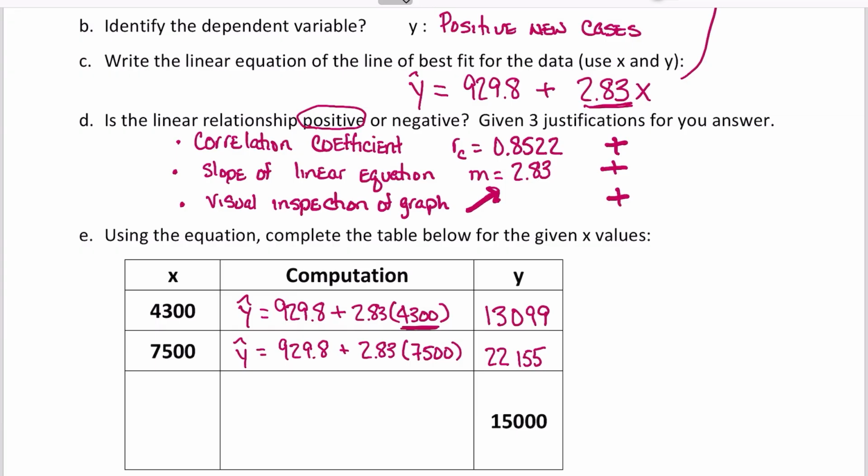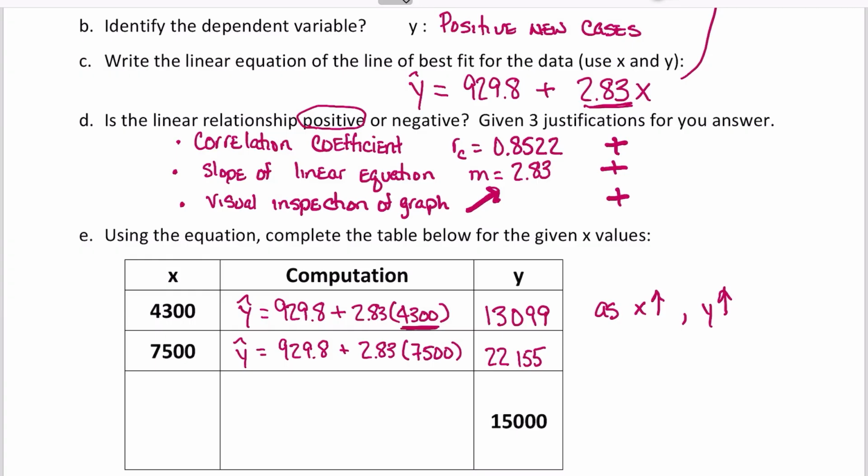Notice that as x increased from 4,300 to 7,500, y also increased. That is another way of noticing that the linear relationship is positive, because as x increased, y increased. So we can see it's a positive relationship. So that could be a fourth way of justifying part D, is using the table.